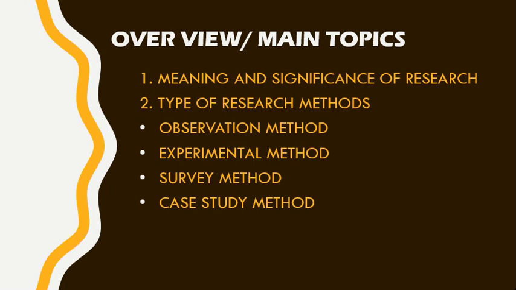There are four types of research methods: observation method, experimental method, survey method, and case study method. In today's lecture, we are going to study meaning and significance of research and the first research method, that is observation method. We are going to discuss this method in detail. Okay, let's start the lecture.